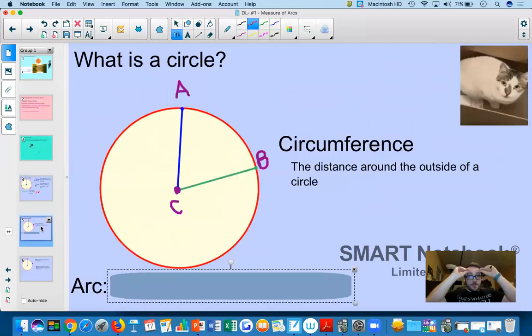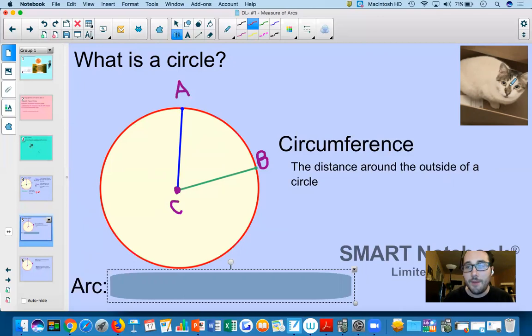All right, so let's talk about some other things that you might have seen before. Circumference. So circumference, if you remember, is the distance around the outside of the circle. So for example, this red outline is considered the circumference. Think of it this way. If you remember what perimeter is, when you add up all the sides of a shape, perimeter is the same thing as circumference, but for circles. So it's literally the total length of the outside of the circle.